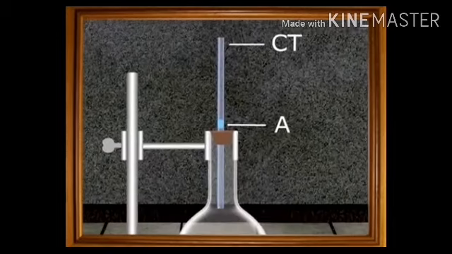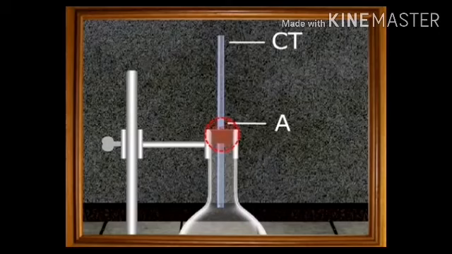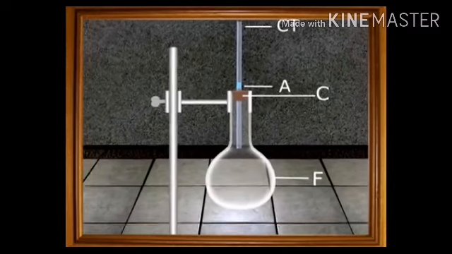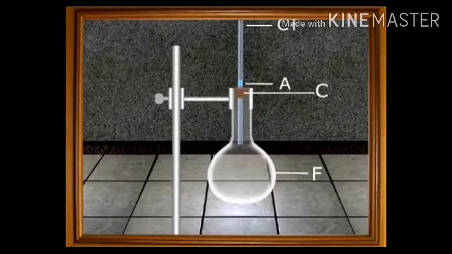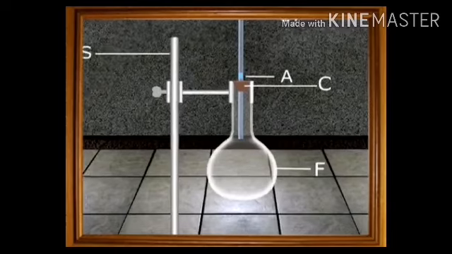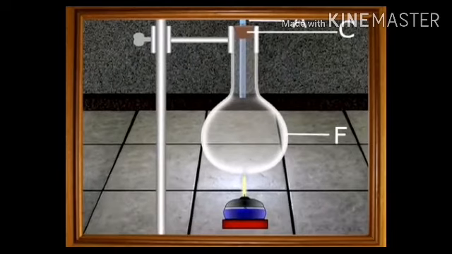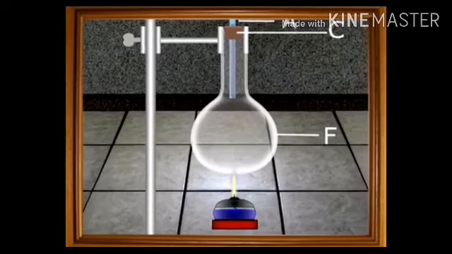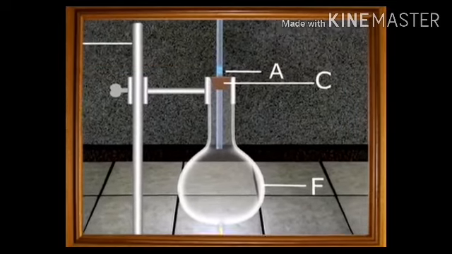Insert the capillary tube in a single hole rubber cork C and fit it to the empty, that is air filled, round bottomed flask F as shown. The gap between the cork and the flask may be sealed by using wax. The apparatus is fixed on a stand S as shown. Now warm the round bottomed flask with a spirit lamp H as shown.